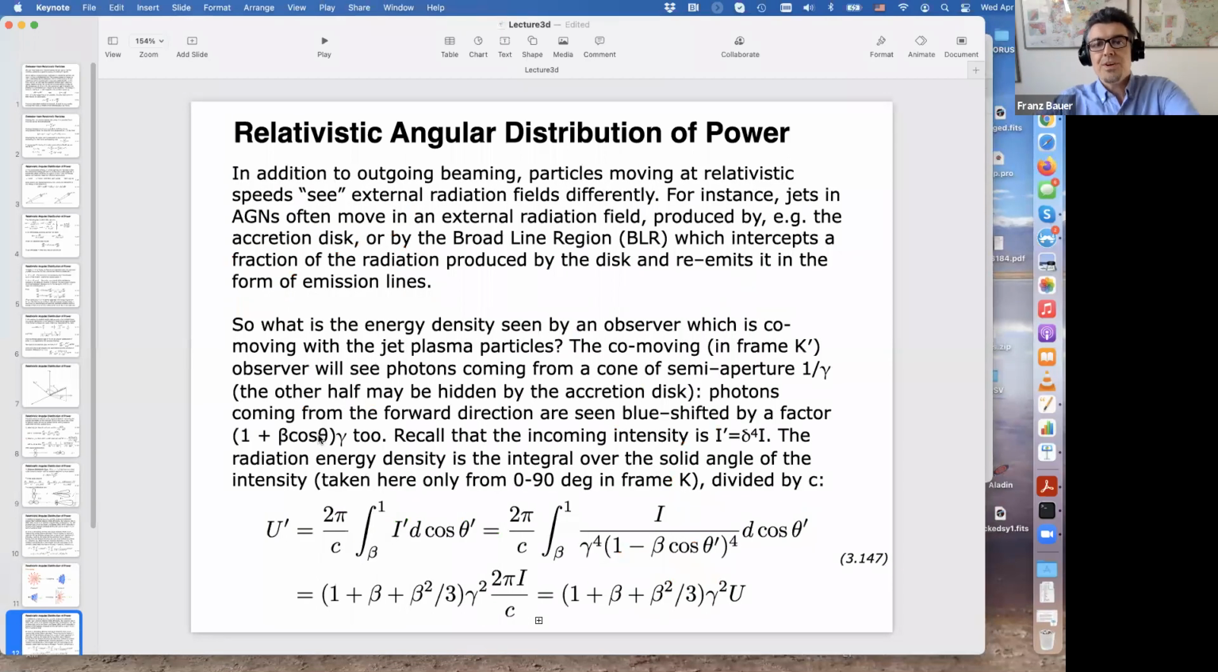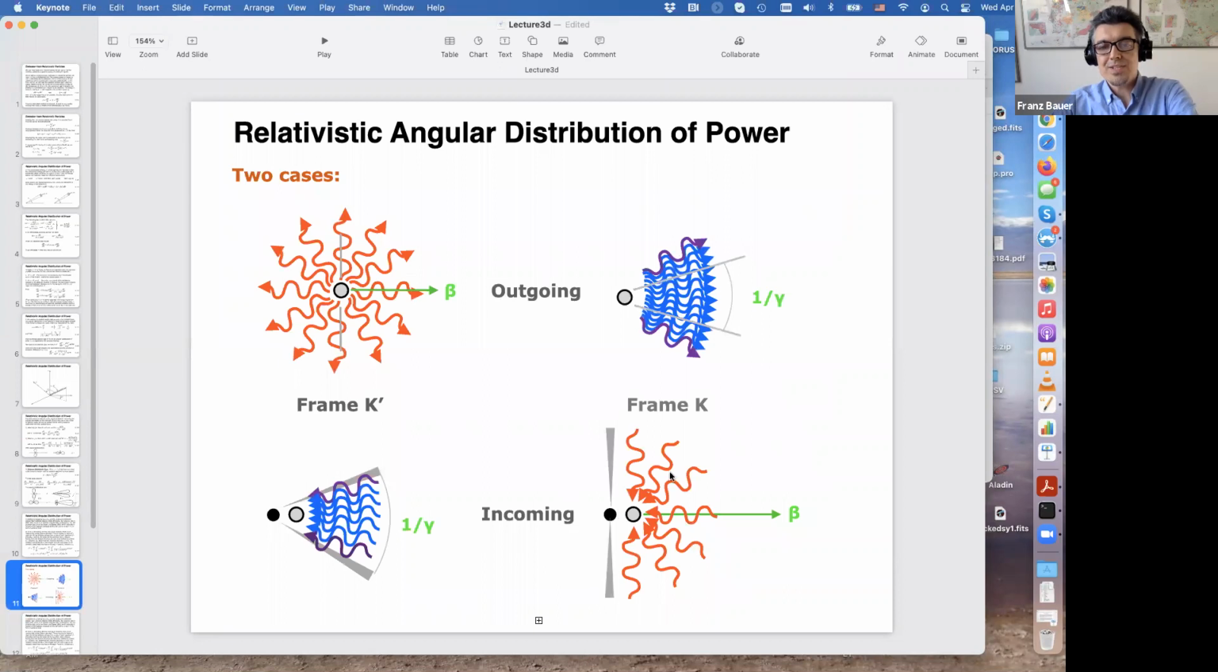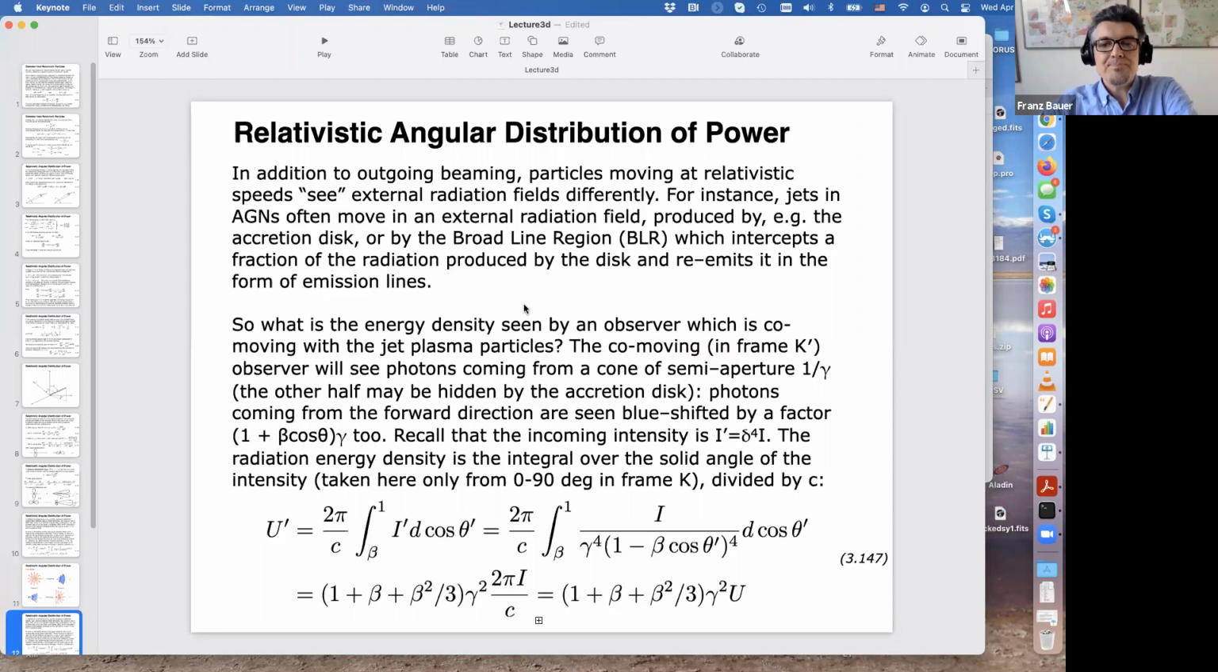And so you get some interesting interplays between those. Just to forward this along a little bit, let's say we have a co-moving frame, K prime, and the observer will see the photons now coming in from a cone with a semi-aperture of 1 over gamma. We can think the other half might be hidden by the accretion disk or whatever. So we just have this half, and the accretion disk is hiding this half here. Although the accretion disk will also be emitting and will have its own thing, but that's another lecture down the line.